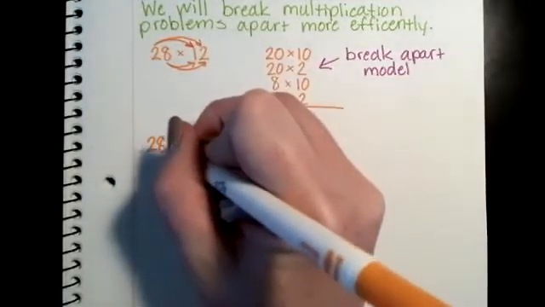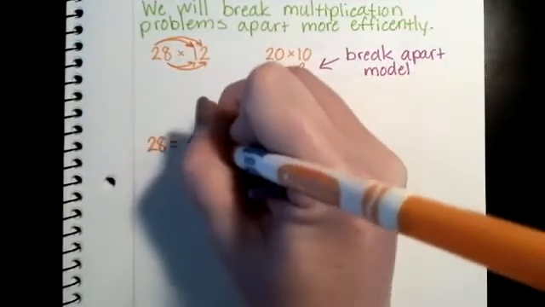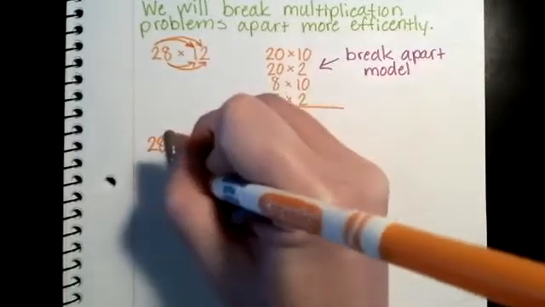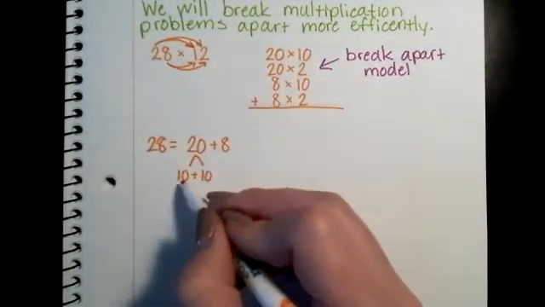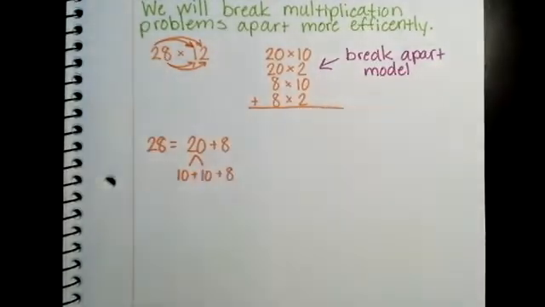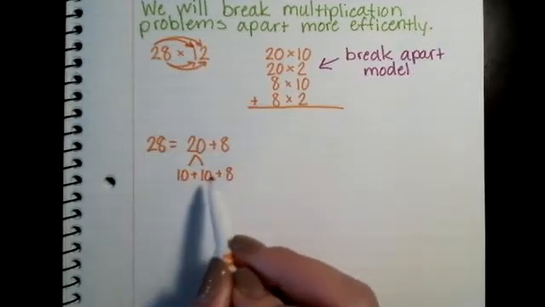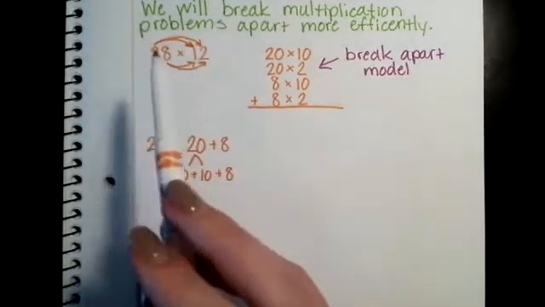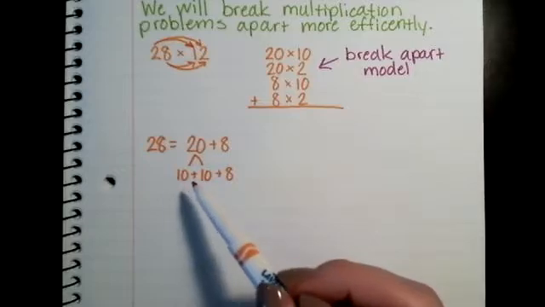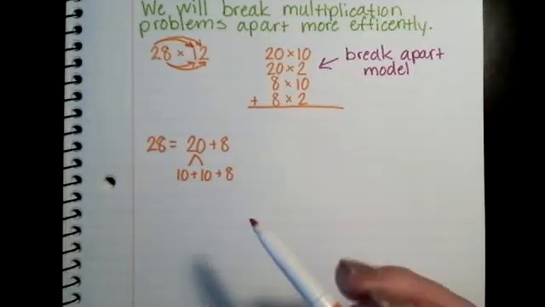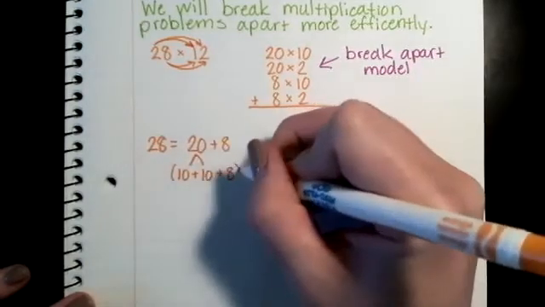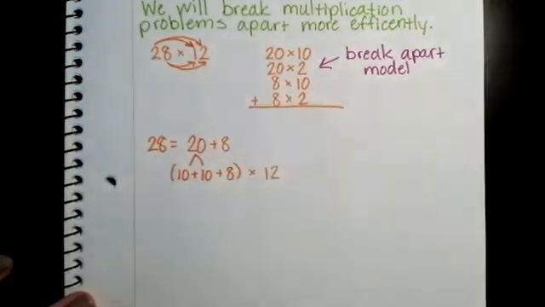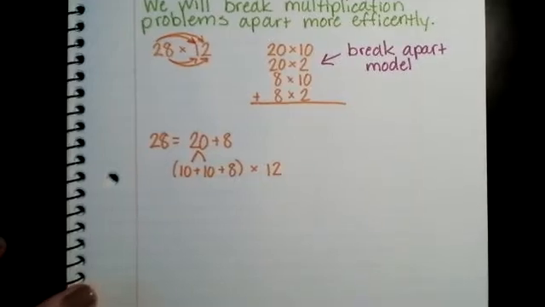So let me go ahead and do this step by step. 28 is 20 plus 8. 20 is 10 plus 10. Okay, so I could do 28 by doing 10 plus 10 plus 8. That would get me to 28, right? Well, now I can use these pieces to try and solve this problem. Okay, so I'm breaking apart 28 into 10 plus 10 plus 8. Okay, so that would be, let's do this, times 12.